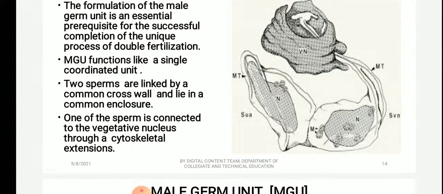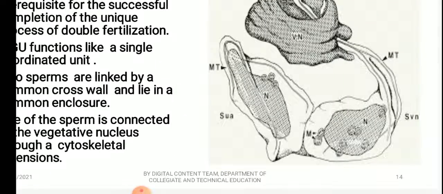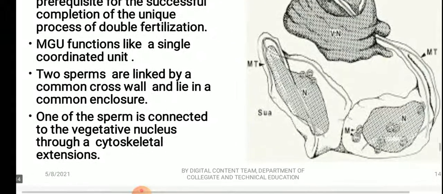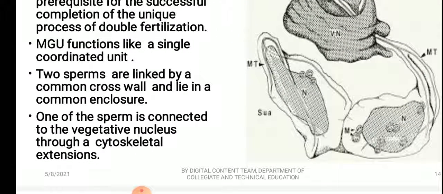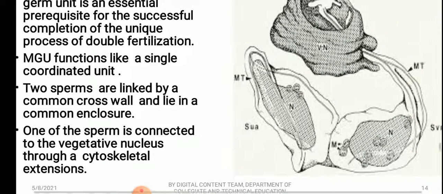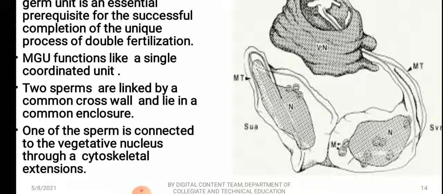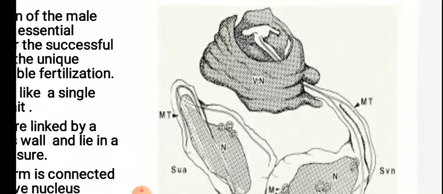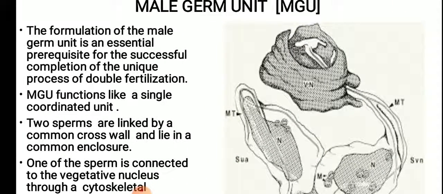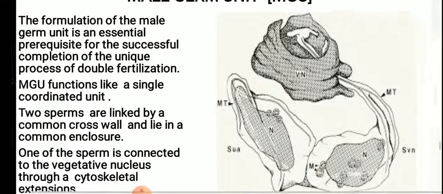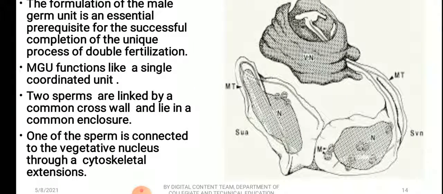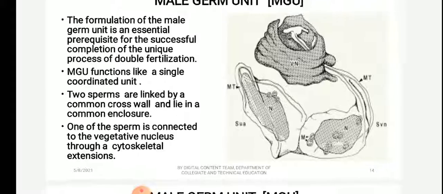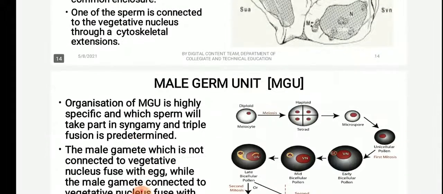Two sperms are linked by a common cross wall and lie in a common enclosure. Out of the two sperms, one of the sperms is connected to the vegetative nucleus through a cytoskeleton extension. So you can see the organization, one vegetative nucleus and two sperm cells, how they are interconnected and how they function as one coordinated unit, which is called the male germ unit.